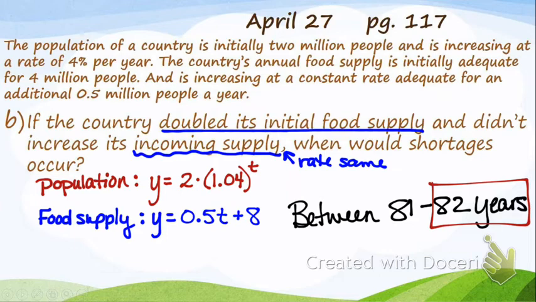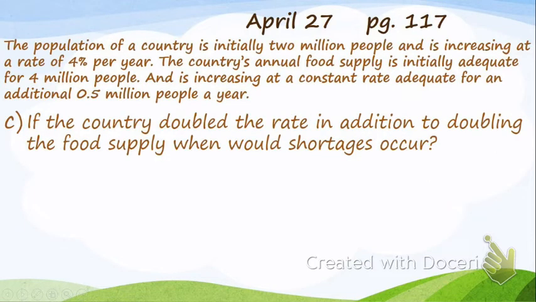Look down at part C. What are they describing changing in part C? They doubled the rate of food supply, in addition to doubling the initial food supply. Are they telling us anything different about the population? No. So population, I still have what equation? Oh, the 2 times 1.04. Yes. y equals 2 times 1.04 to the power of t.